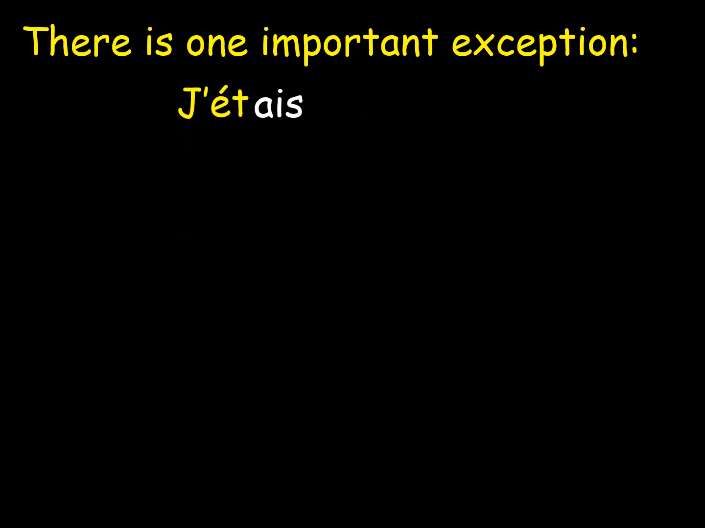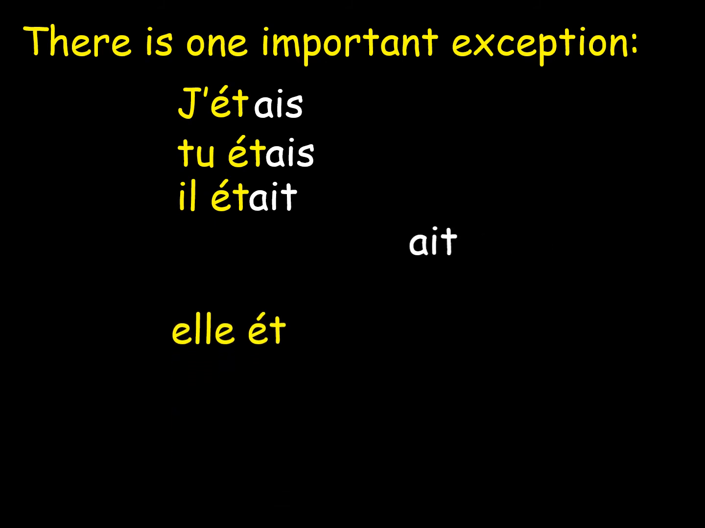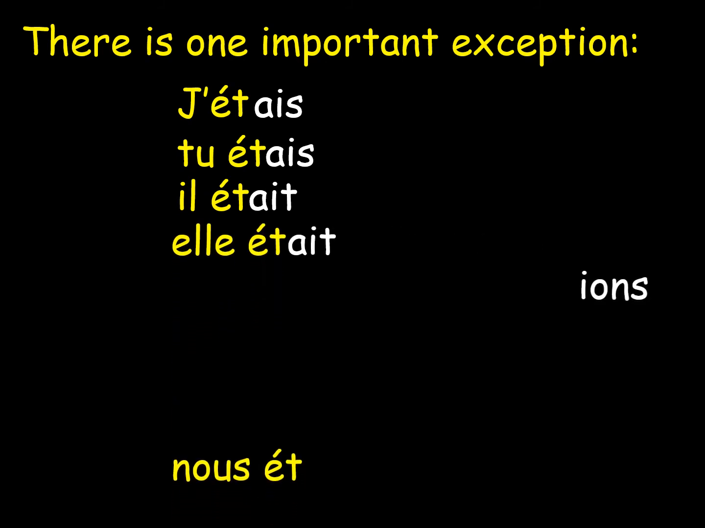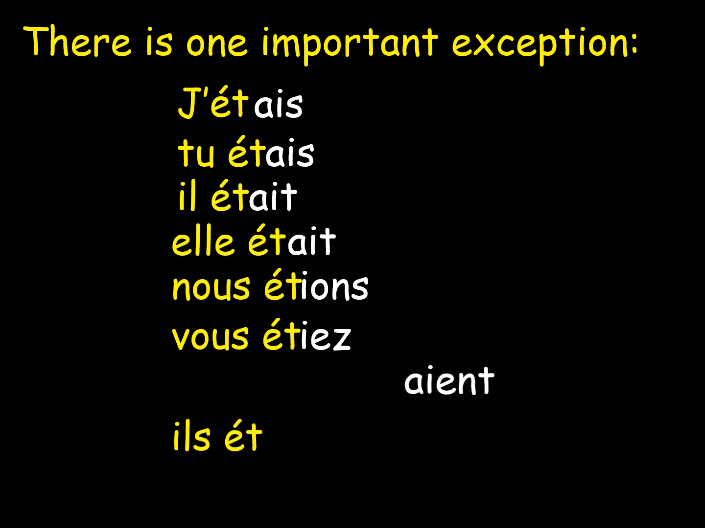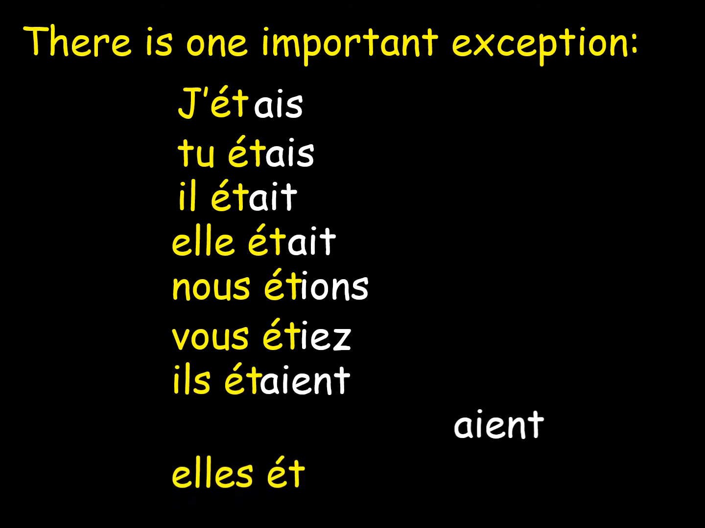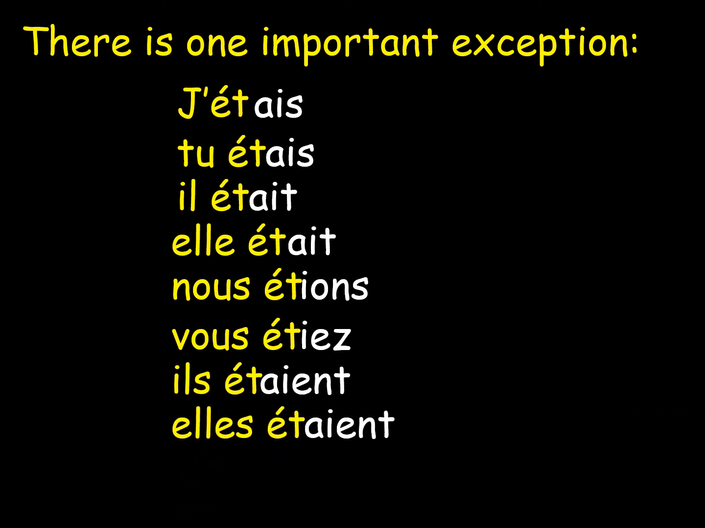So with this one, the stem is just simply ét. The endings are the same though. So j'étais, tu étais, you were, il était, elle était. So he was and she was. Nous étions, we were, vous étiez, you were, ils étaient, and elles étaient. So j'étais, so again, the endings are AIS, AIS, AIT, IONS, IEZ, AIENT.